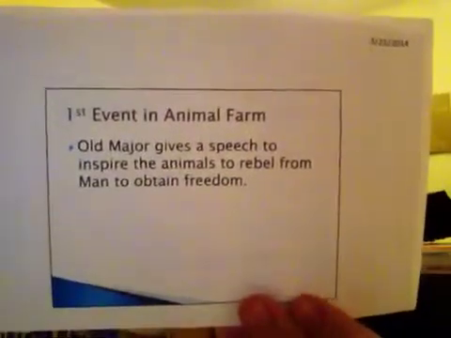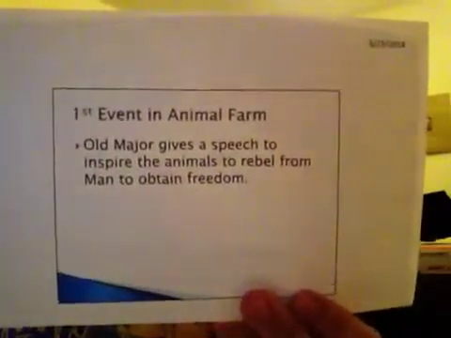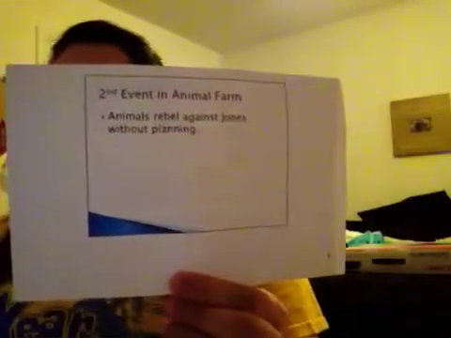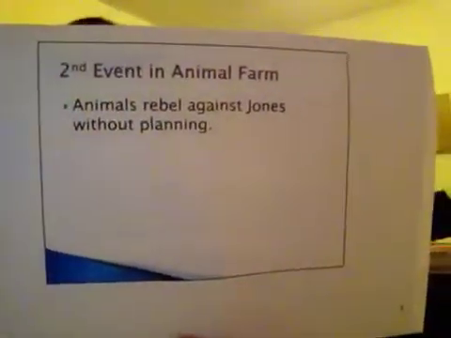Old Major gives a speech to inspire the animals to rebel from man to obtain freedom. The second event. Animals rebel against Jones without planning. And so for that one, you would write it right behind the 2. You would open up the 2, the second block down. Remember, we didn't cut ours yet. That's okay. We're going to cut them at the end. But you would open up the back on the second slot down.